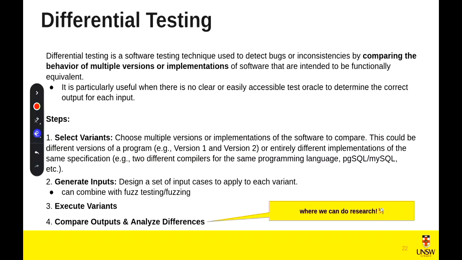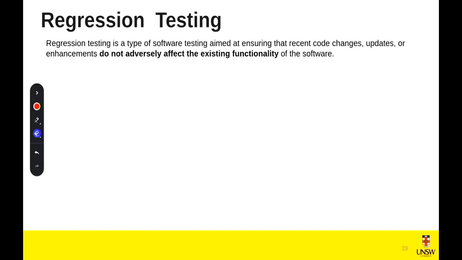So that's all about differential testing. And now let's move on to regression testing. Regression testing is a type of software testing that happens after we have updated the software by adding or modifying some features. The purpose of regression testing is to make sure that the changes don't affect our existing features.